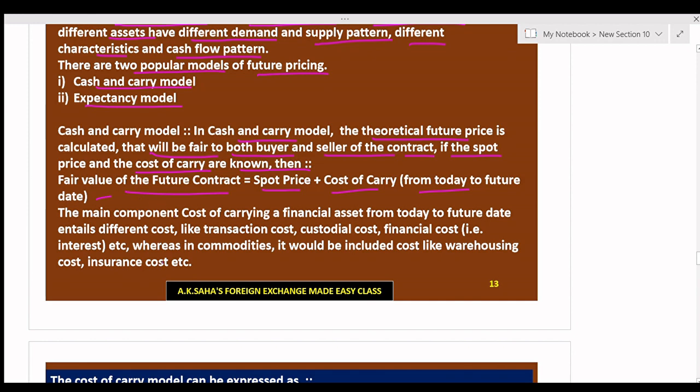The main component of cost of carrying a financial asset from today to a future date entails different costs like transaction cost, custodial cost, financial cost, that is interest. Whereas in commodities it will include costs like warehousing cost and insurance cost.